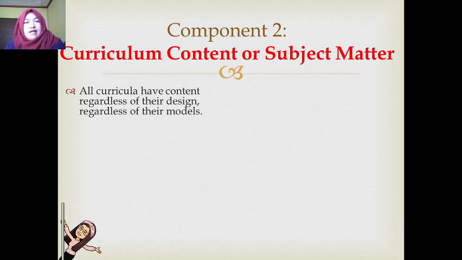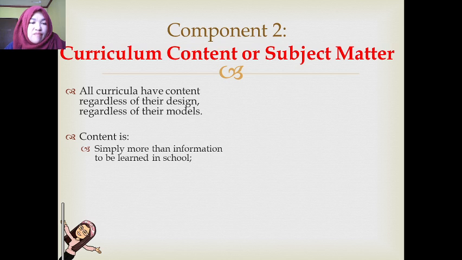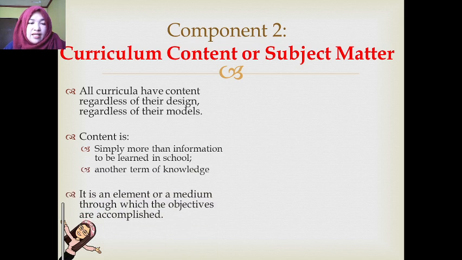So, for the component 2, the curriculum content or subject matter, so all curricula have content regardless of their design and regardless of their models. So, content is simply more than information to be learned in school. So, content also is another term of knowledge. So, it is an element or a medium through which the objectives are accomplished.